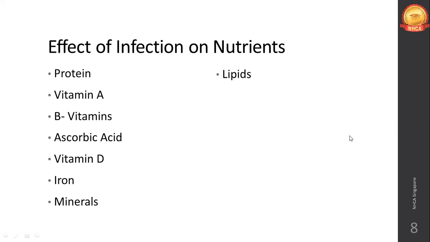Then lipids. Influenza, pneumonia, this can result in increased liver and fecal fat. Lipids means fat which is broken down. Okay, if somebody is suffering from influenza, pneumonia, etc., either through the feces, excess fat will pass out, or this free fat will be deposited on the liver tissues, leading to fatty liver.